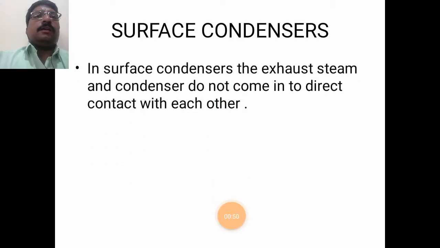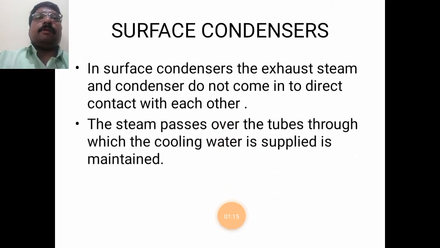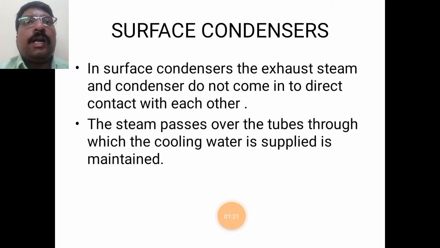In surface condenser, the exhaust steam and cooling water do not come in direct contact with each other. So in jet condenser, what happens? There is a direct contact between the cooling water and the steam. In surface condenser, there is no direct contact between the cooling water and the steam, so it is an indirect contact type. Here the steam will be passed over the tubes and cooling water is supplied through the tubes. Cooling water supply is maintained.